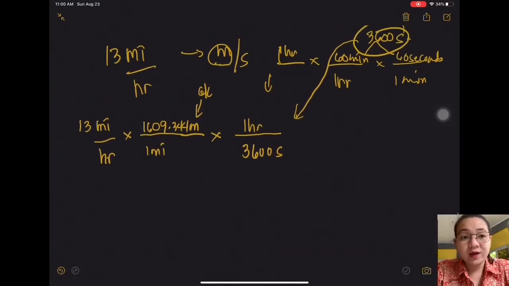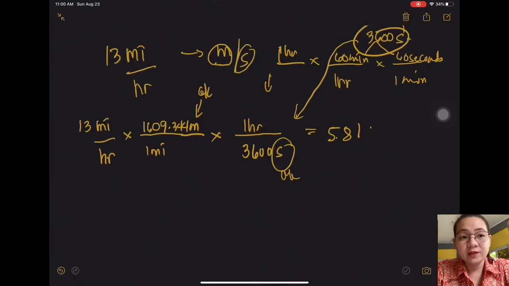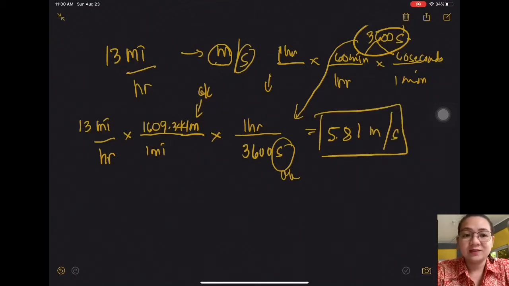Now, what is the final answer for this? Using your calculator, use your calculator and please write the correct answer. Choose the correct answer. Okay, very good. The correct answer is 5.81 meter per second.